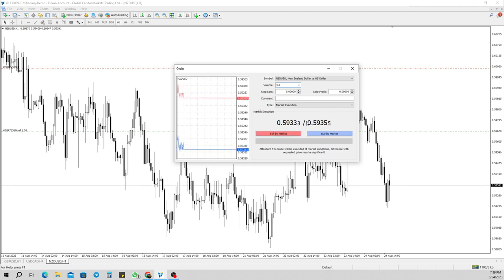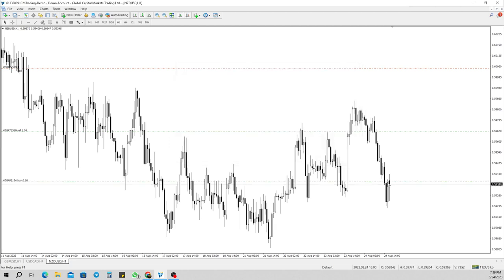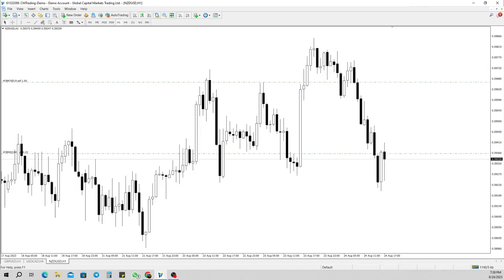Now you are going to enter buy or sell. For example, this was a buy market, so you have to click buy market. When you click here, you will see that your order has actually been executed. Now you can drag it below to set your stop loss and you can drag it to the upside to set your take profit. So this is how you can basically enter a buy market order.